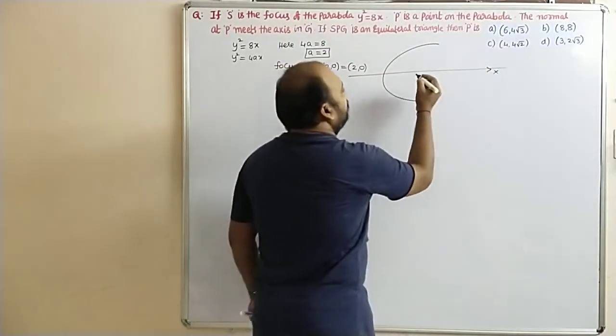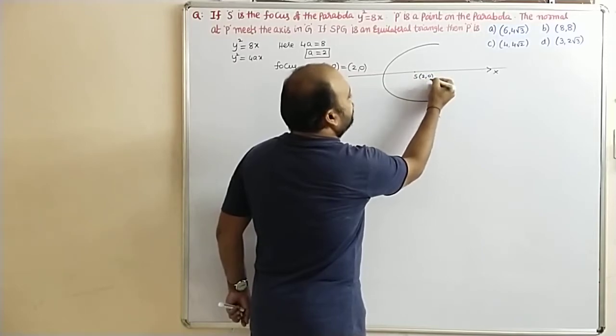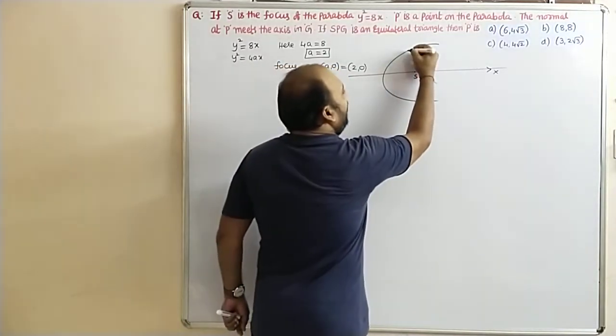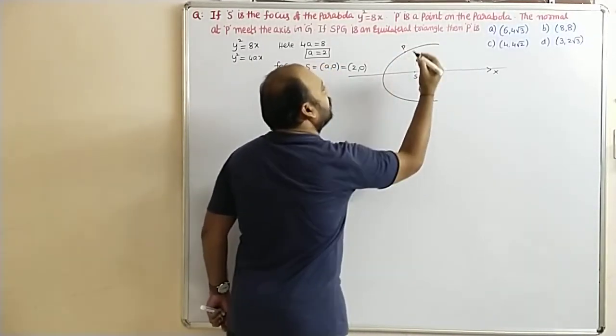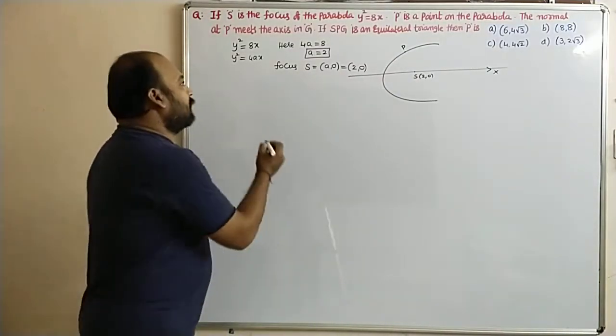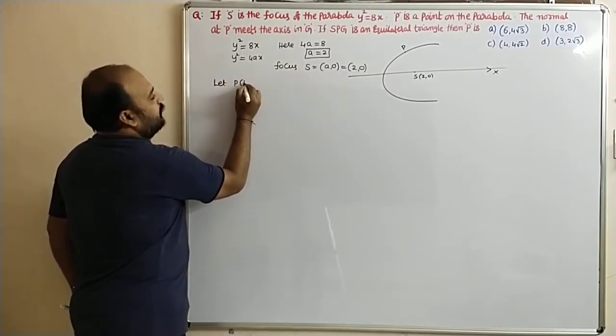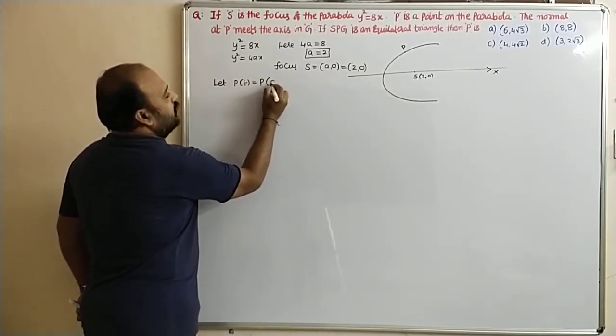After that, S of (a, 0), that means (2, 0), and P be any point on it. What is that point P? Let P be of t, that means P of (at square, 2at), that is (2t square, 4t).